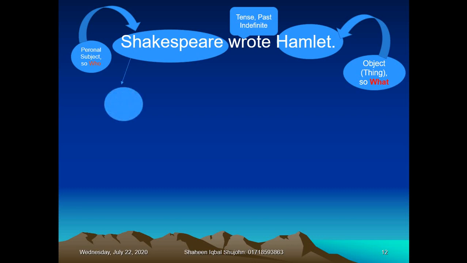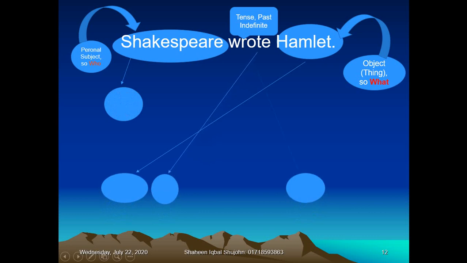If we want to make WH questions instead of Shakespeare, then we have to use who, and the answer goes to, who wrote Hamlet? As already told, if we want to make WH questions instead of the subject, usually other parts will remain unchanged. So wrote Hamlet here remains unchanged, and we have used WH, that is who, instead of the subject Shakespeare.